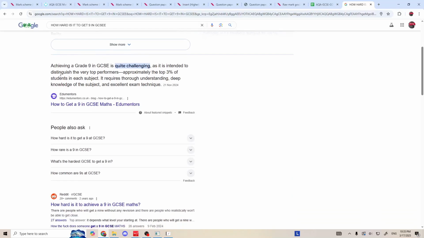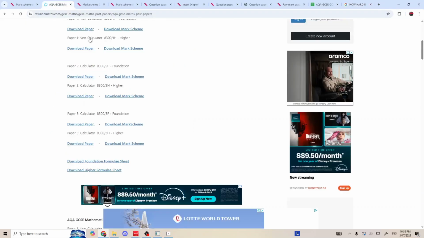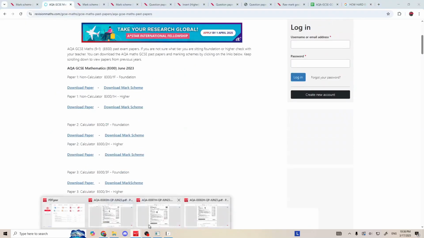Wow. Achieving a grade 9 in GCSE is quite challenging, as it is intended to distinguish the very top performers, approximately the top 3% of students in each subject. It requires thorough understanding, deep knowledge of the subject, and excellent exam technique. I wouldn't say I had those, but sure, if you say so.